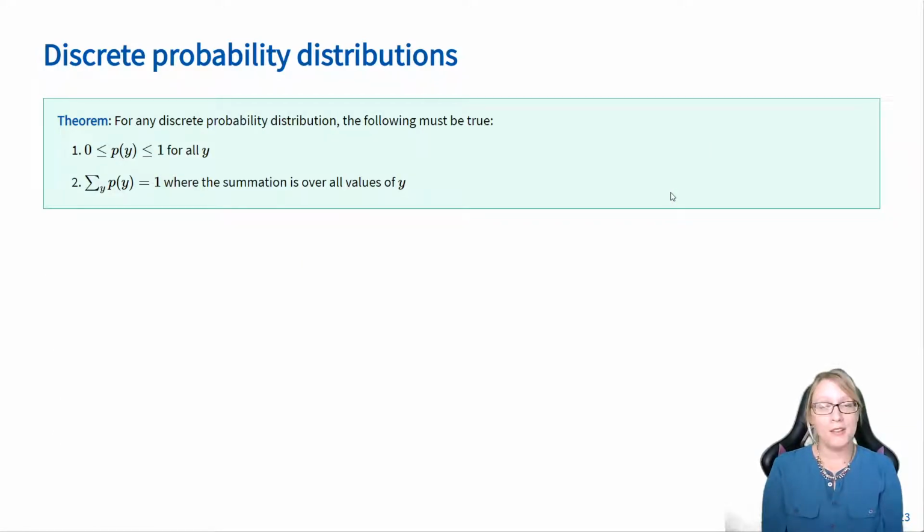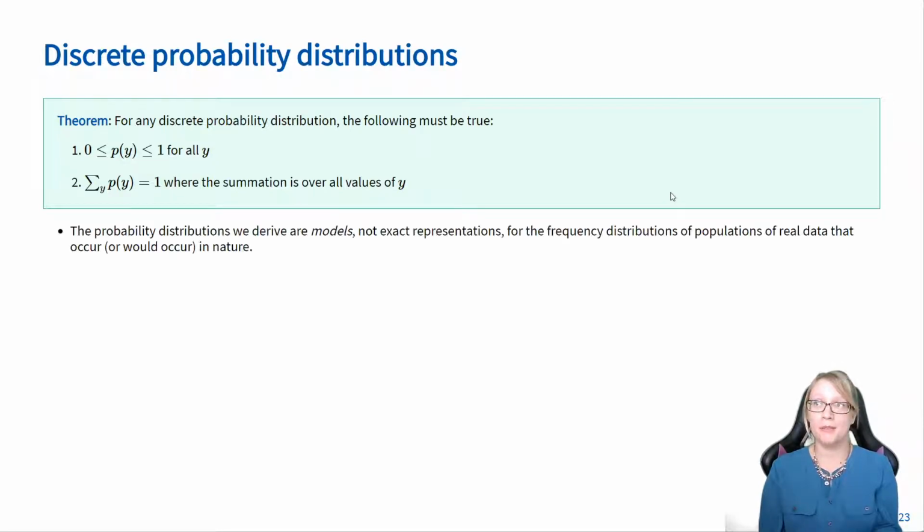Following that, we have a few theorems and results for this video. Here's the first theorem. For any discrete probability distribution, the following things must be true. First, the probability of y is bounded. It must be between 0 and +1, inclusive, so the probability can be equal to 0. It also can be equal to 1. Second is that the sum of all of the probabilities must be 1 when the summation is done over all values of y. These properties should look familiar. This is a simple restatement of the axioms of probability.